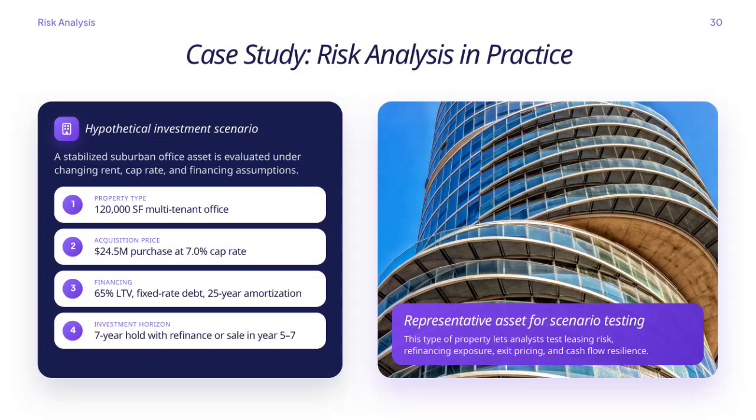Here we have a hypothetical investment scenario focused on a stabilized suburban office asset. This property is a 120,000 square foot multi-tenant office building, which serves as a representative asset for our scenario testing. The acquisition price is set at $24.5 million, reflecting a 7% capitalization rate. For financing, the deal assumes 65% loan-to-value with fixed-rate debt and a 25-year amortization schedule. The investment horizon is a 7-year hold, with plans to refinance or sell the property between years 5 and 7.